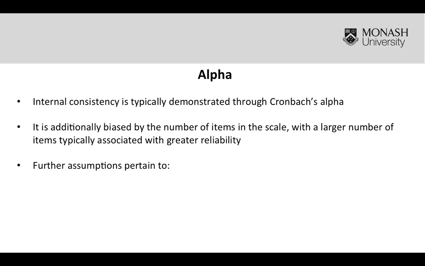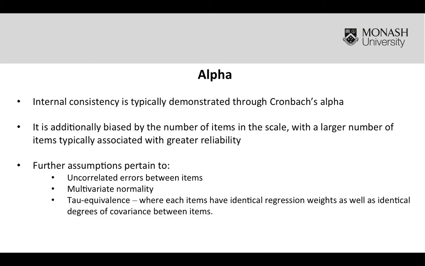Further assumptions of alpha pertain to uncorrelated errors between items, multivariate normality, so it presumes multivariate normality, and tau equivalence, where each of the items have identical regression weights, as well as identical degrees of covariance between items. Remember, this was an assumption pertaining to PCA. So this is the downfall of PCA, and this is why you use EFA, because PCA makes the same assumption as alpha. And you couldn't expect all of the items to be predicting a latent variable to the same degree.